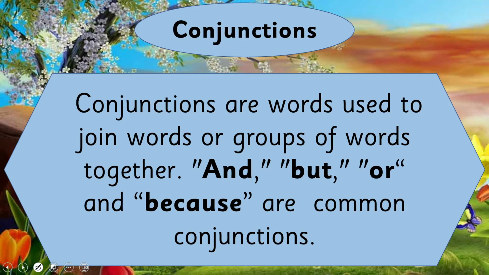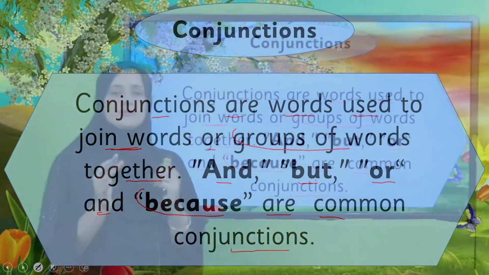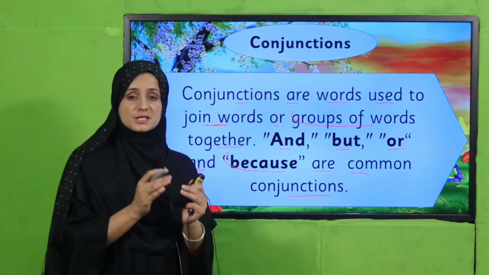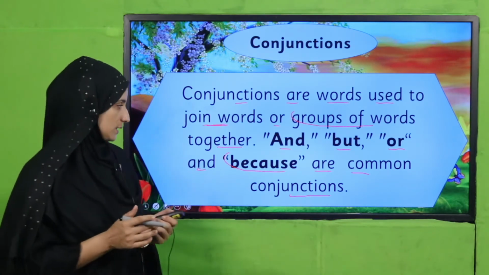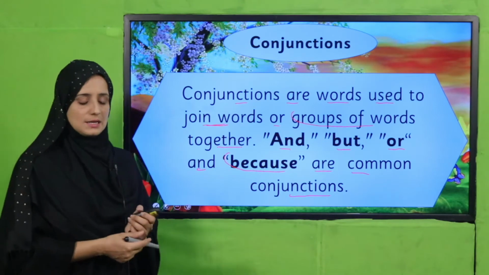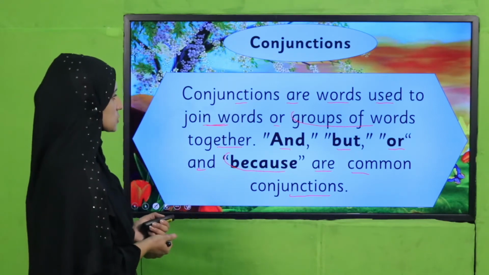Let's see what conjunctions are. Conjunctions are words used to join words or groups of words together. And, but, or, and because are common conjunctions. My dear students, a conjunction always joins different ideas and different words together. Conjunctions can join words, sentences, or groups of words together. Let's see how we can use these conjunctions.